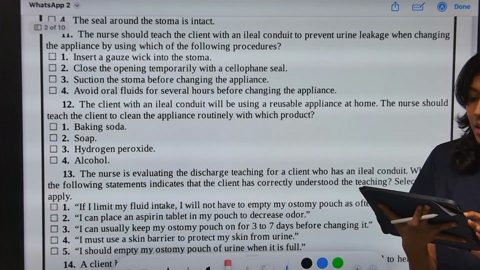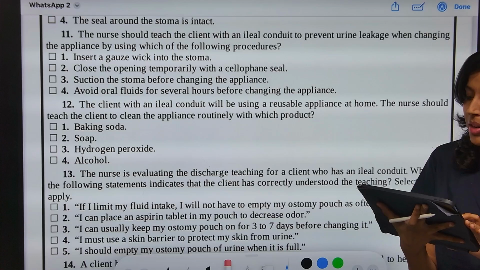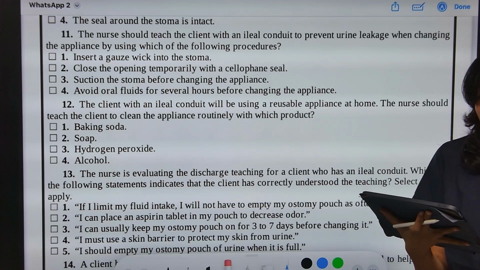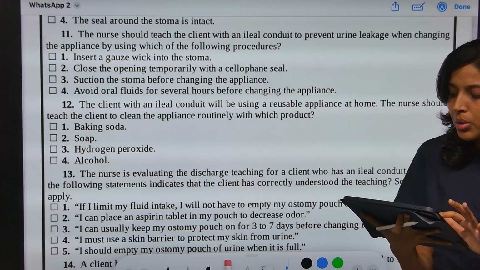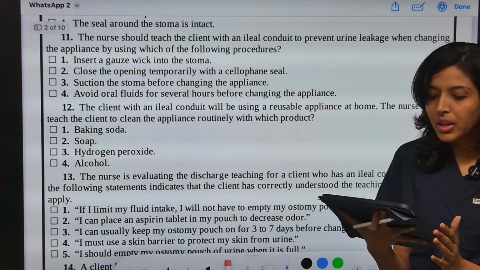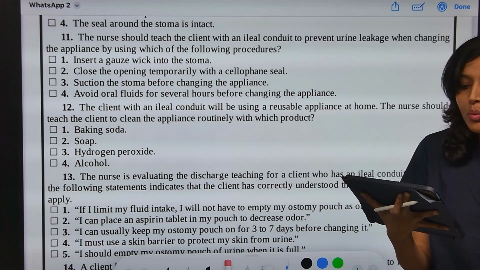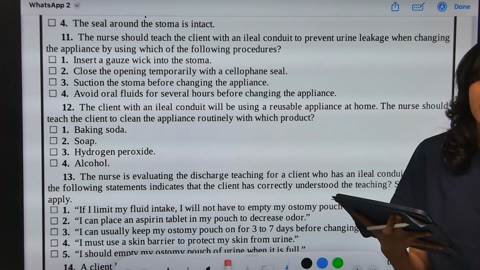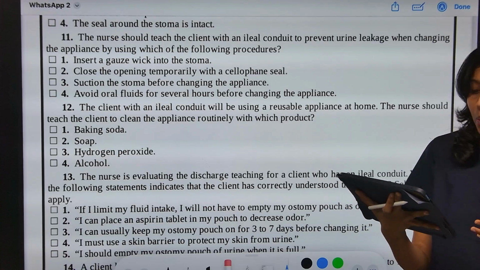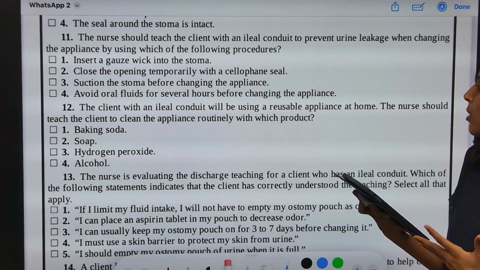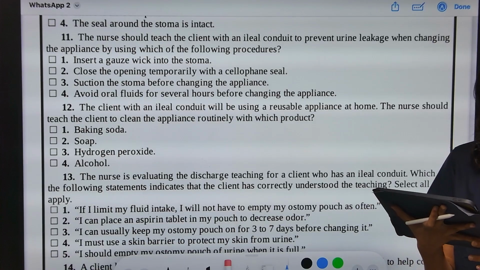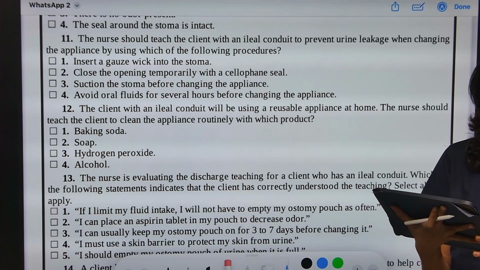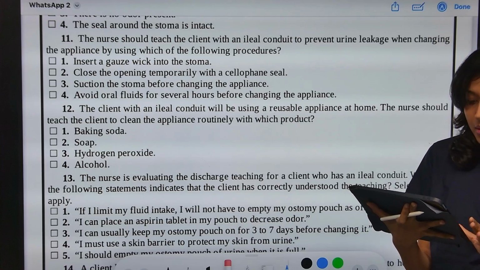The nurse should teach the client with an ileal conduit to prevent urine leakage when changing the appliance by using which of the following procedures? So the question says when someone is changing the appliance, what will the person do to prevent urine leakage from the stoma site? So you have 4 options. Try to solve this. You have 5 seconds. So answer number 1 will be the correct answer.